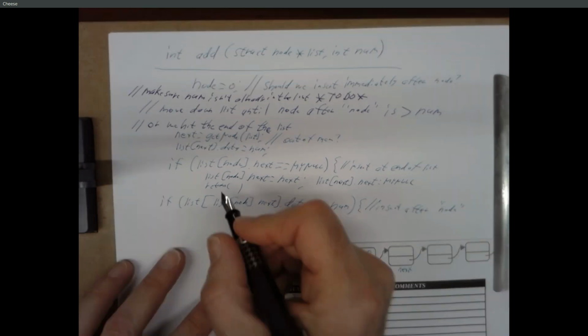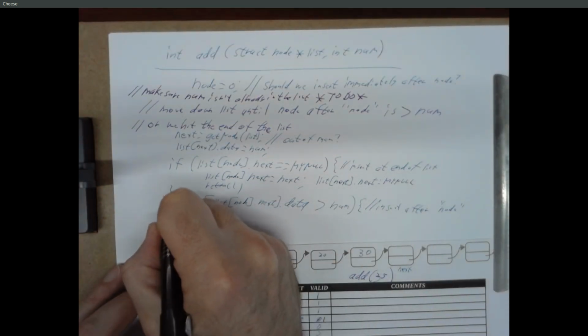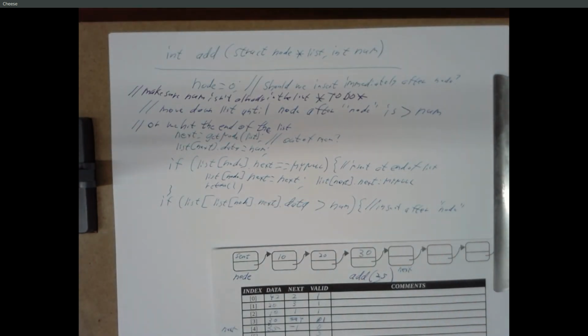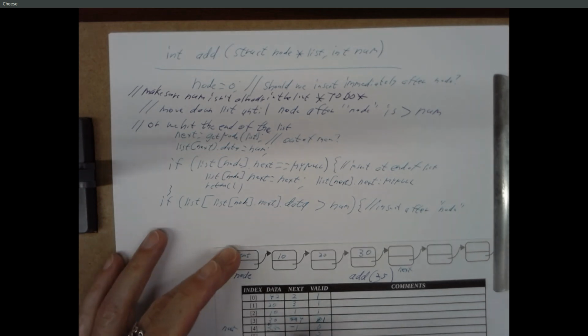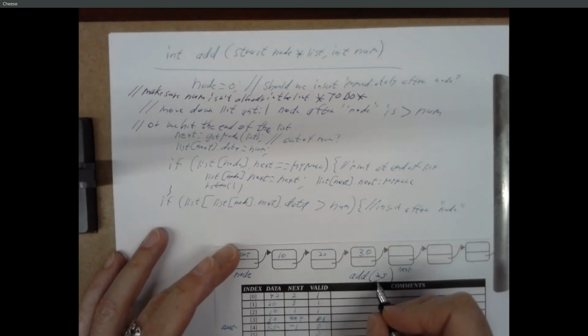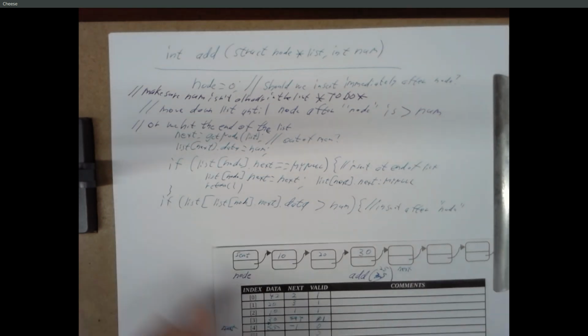And then return 1 because we succeeded. So that's all an edge case. That's all a case where we're moving through our list and we got to the end of the list and we hadn't done our insertion yet. So we're just adding to the end. But let's look at our general case where we're adding 25.